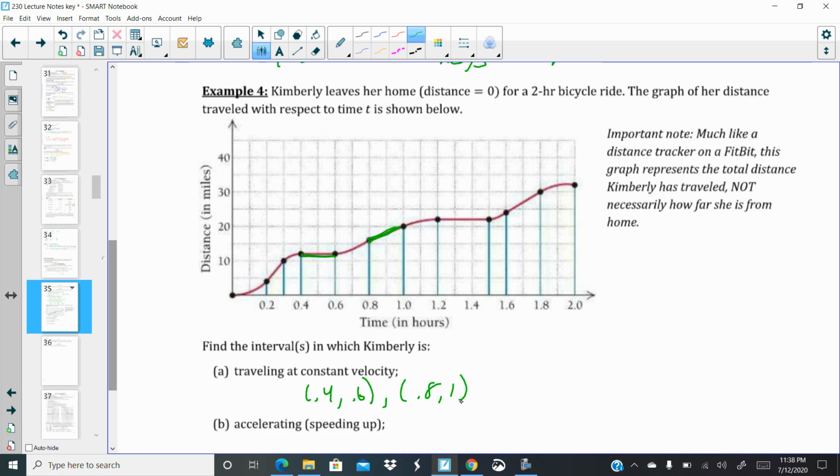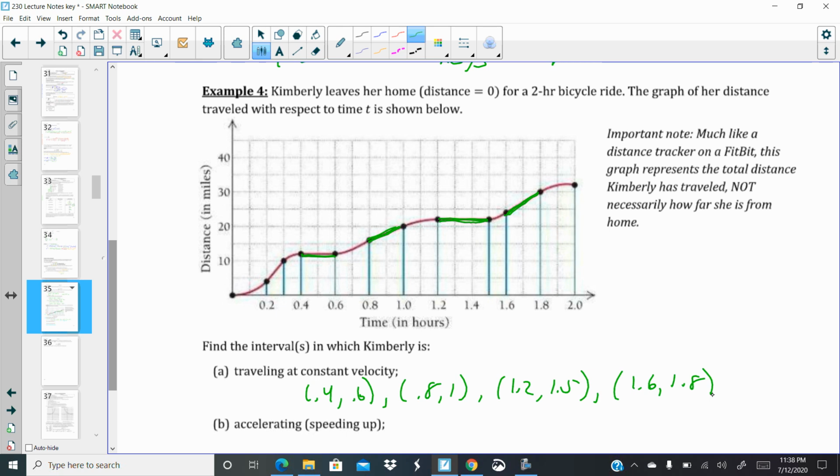Let's see, where else would we have a linear function? From 1 to 1.2, it's curving, but from 1.2 to 1.5, that looks horizontal, so that's constant, that's linear. So 1.2 to 1.5, and boy, it's really hard to tell. I think 1.6 to 1.8 is also linear. I don't think that that's curving. Could be guessing here. But anyway, what you're looking for are linear pieces there.